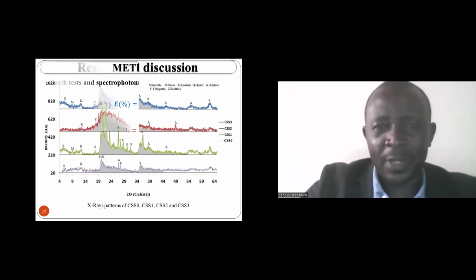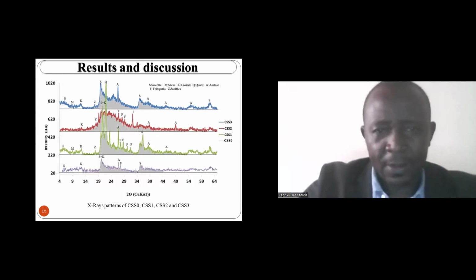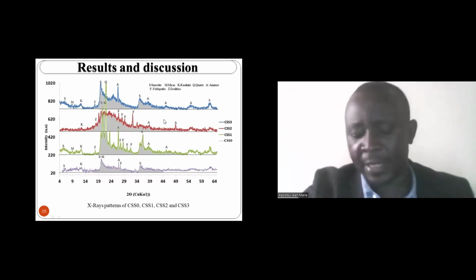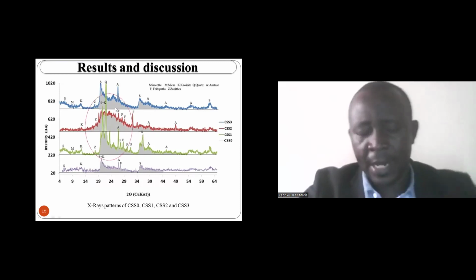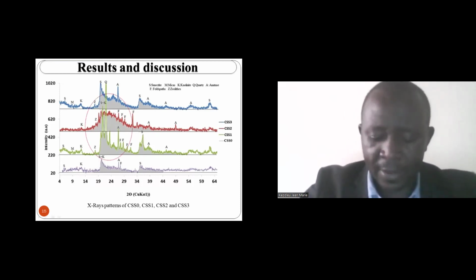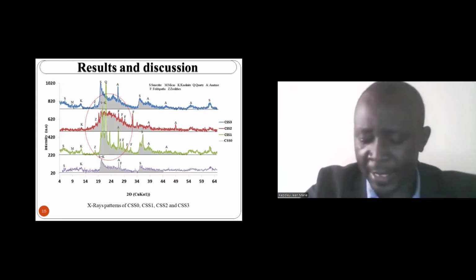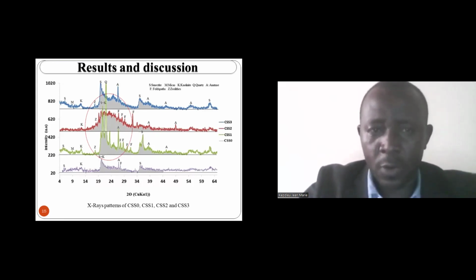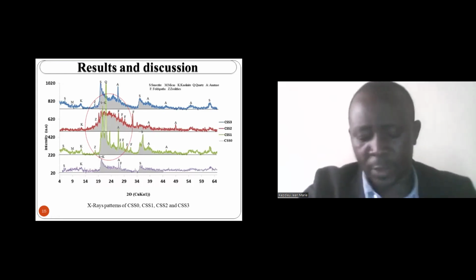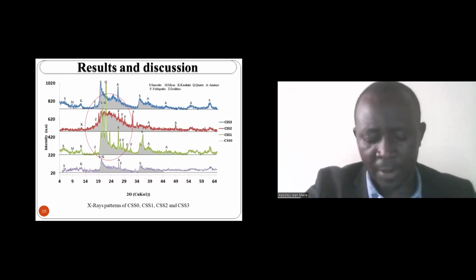And concerning the XRD patterns, it is evident that the 3 composites, CSS1, CSS2, and CSS3, have increased amorphous phases due to the added silica. We can also notice the presence of some peaks related to smectite and kaolinite as clay minerals associated to some minor non-clay minerals.